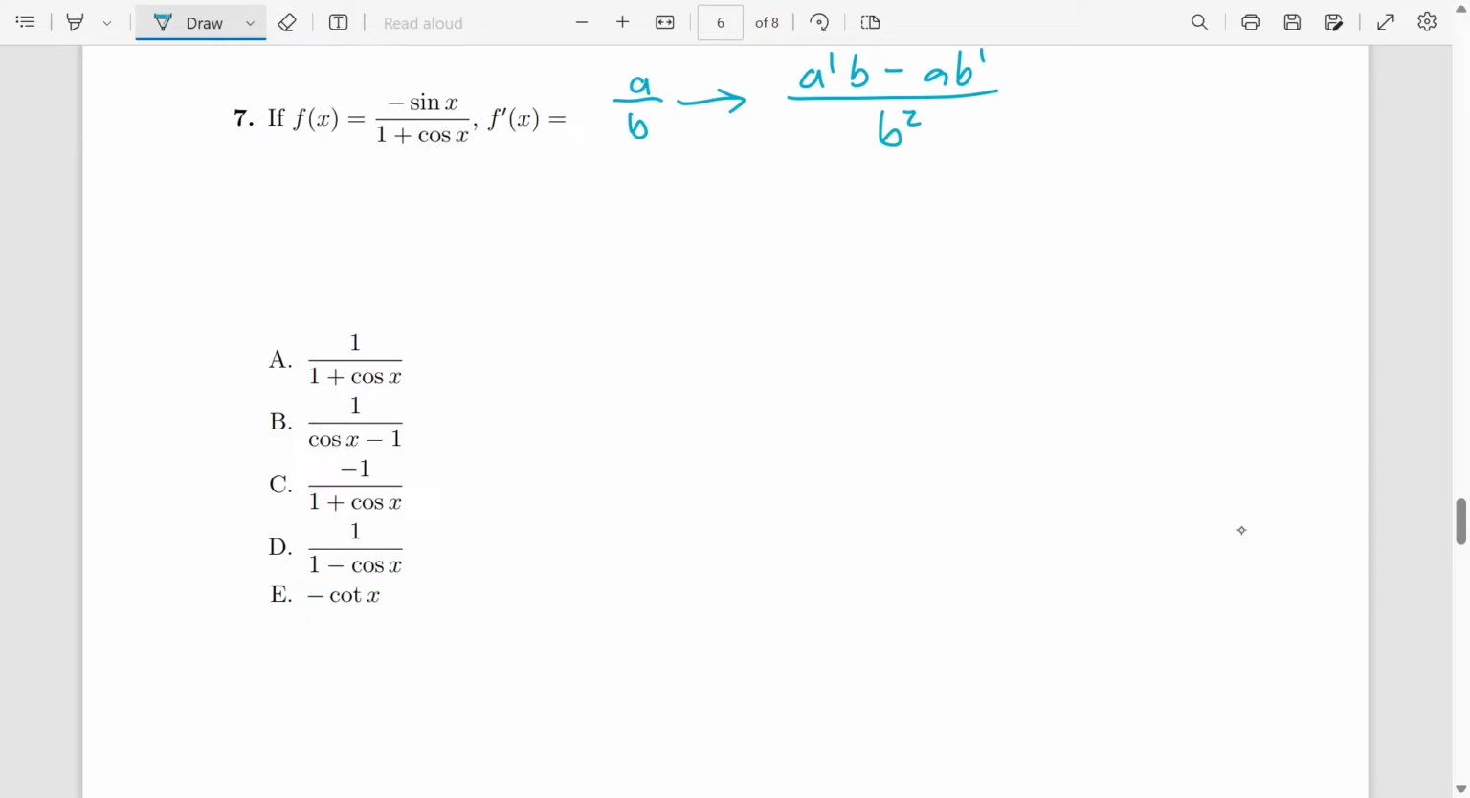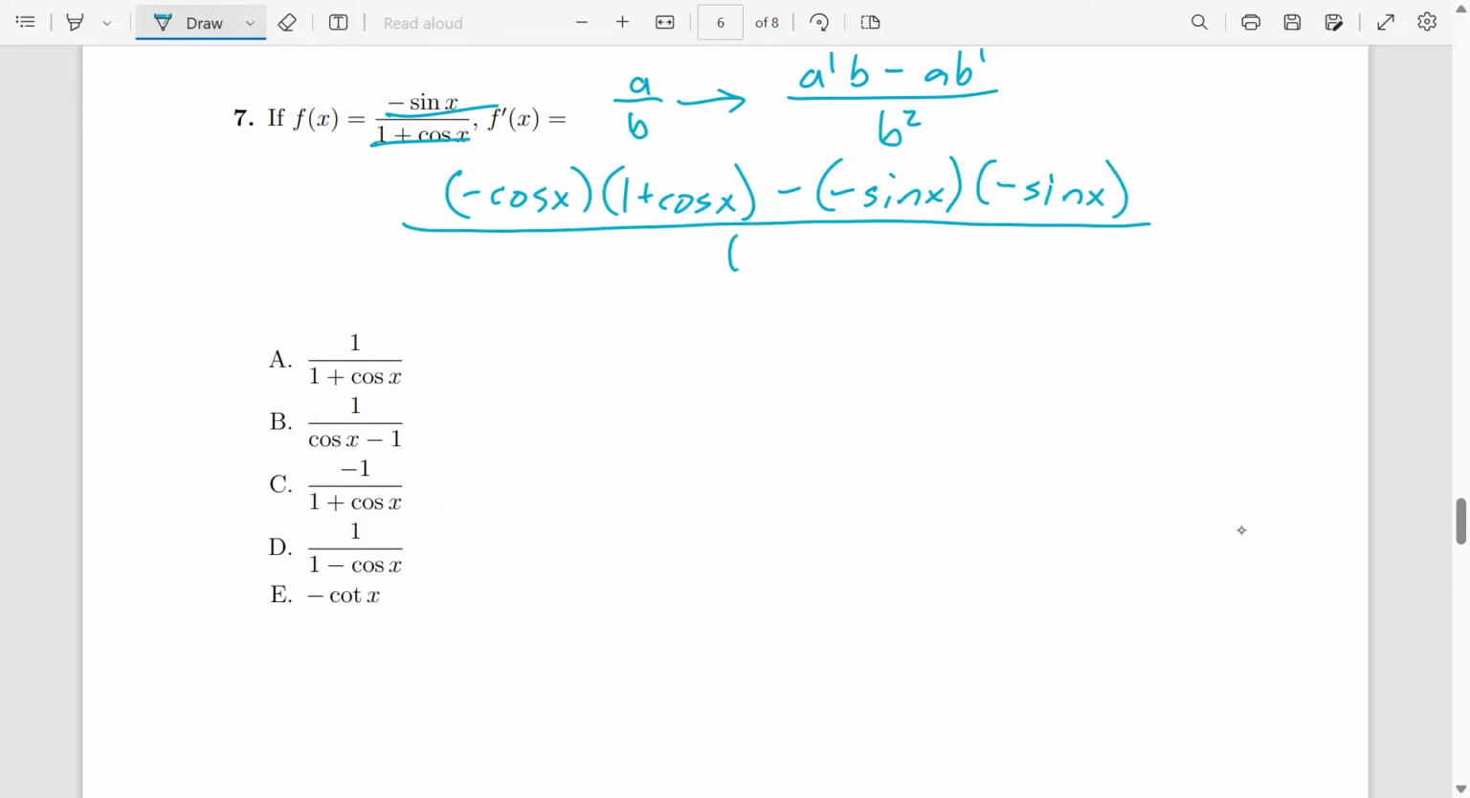So we just plug in our a and our b and we get a prime, the derivative of negative sine x, which is negative cosine x, times the bottom, minus the top times the derivative of the bottom. The derivative of 1 is just 0, so we can ignore that. The derivative of cosine is negative sine. We have our top all divided by 1 plus cosine squared.